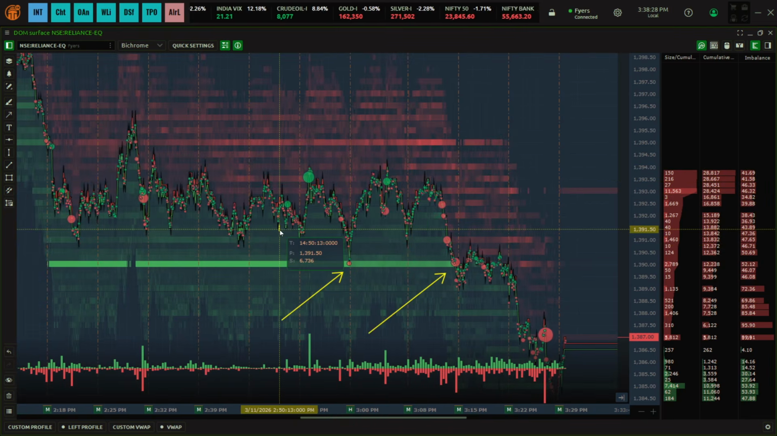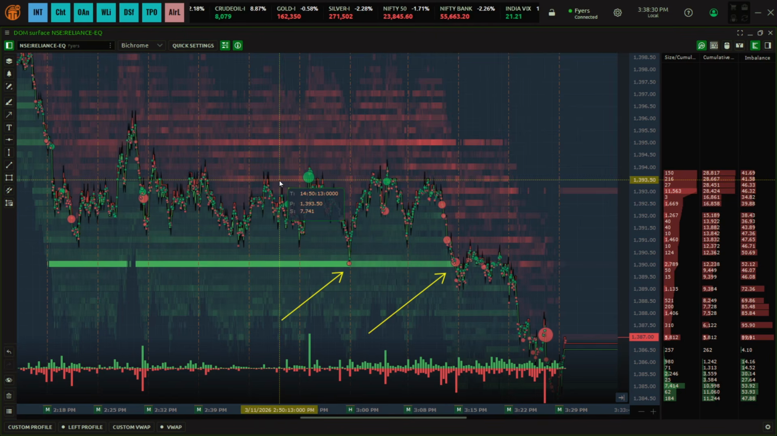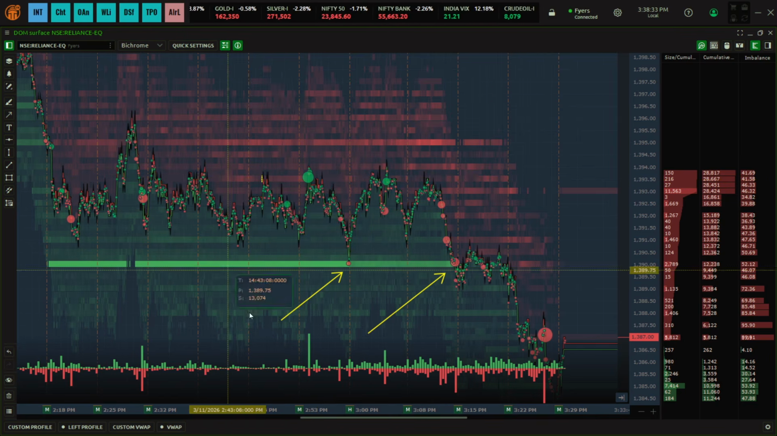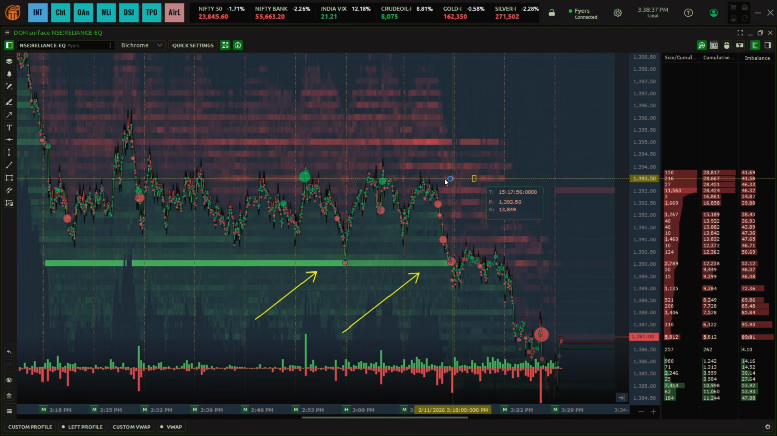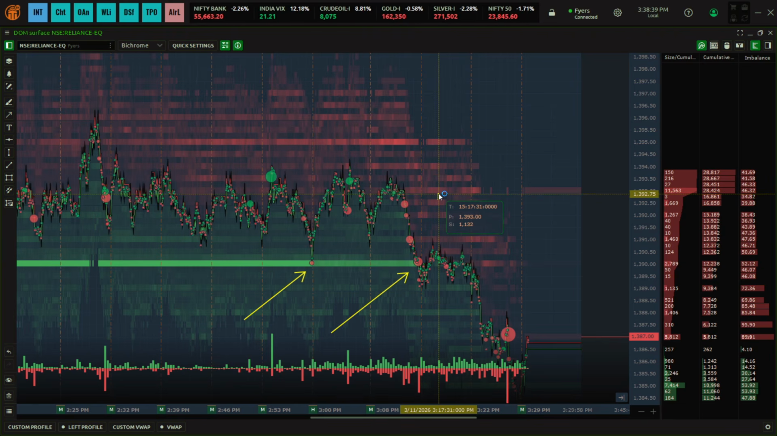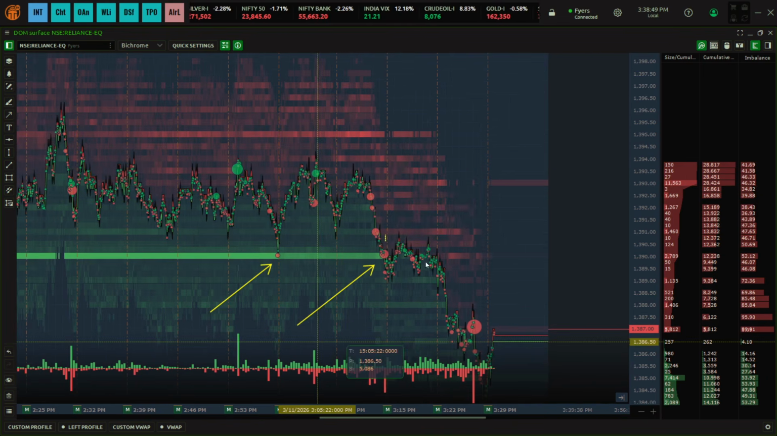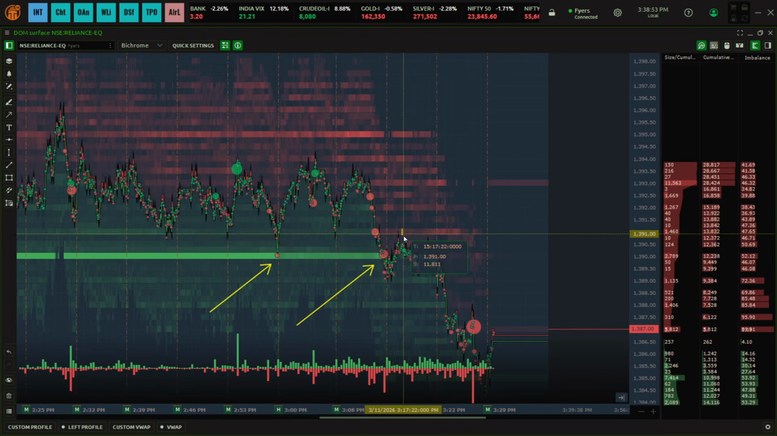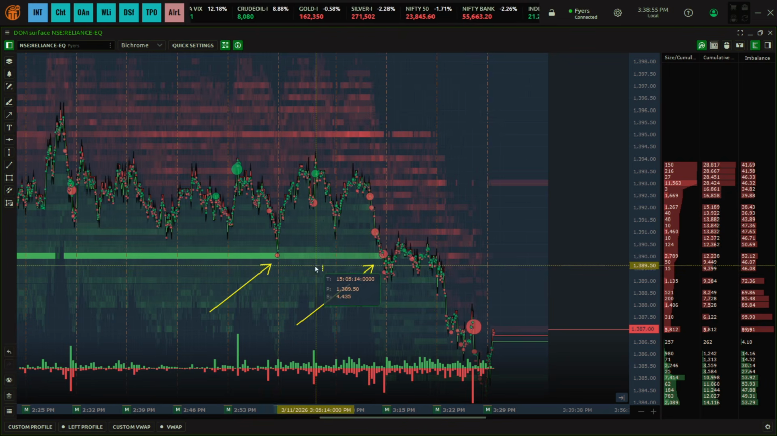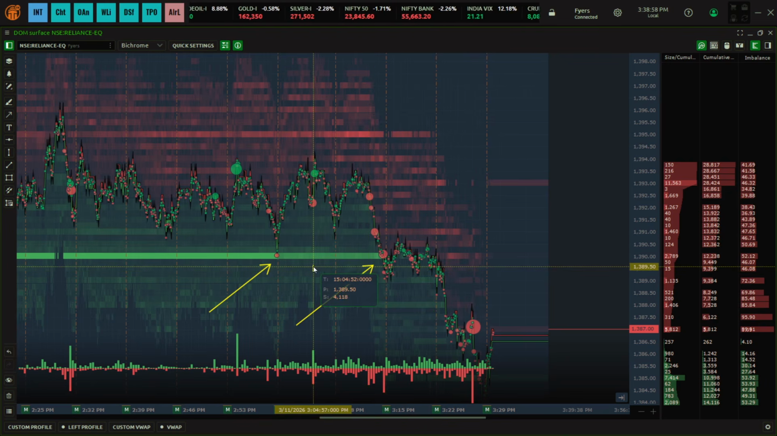We have two different panels for this. One is the DOM surface. This gives a really good graphical representation of the limit orders, and we also have a DOM trader that is mostly for the traders who want to trade from the ladder itself. So this DOM surface gives you a really good insight into where the limit orders are sitting, which can act as a really good support or resistance in the market.